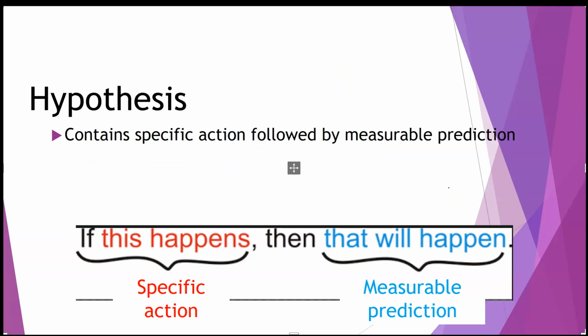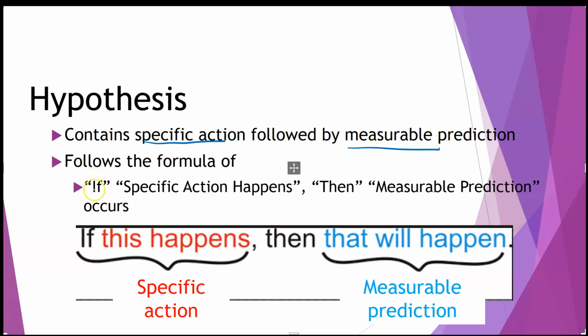With the hypothesis, it contains kind of a special formula, and it's going to include a specific action, right? Something specific followed by something measurable, right? We usually use the formula if something specific happens, then something measurable happens. So let's say if I throw a ball at my dog, then he will jump.